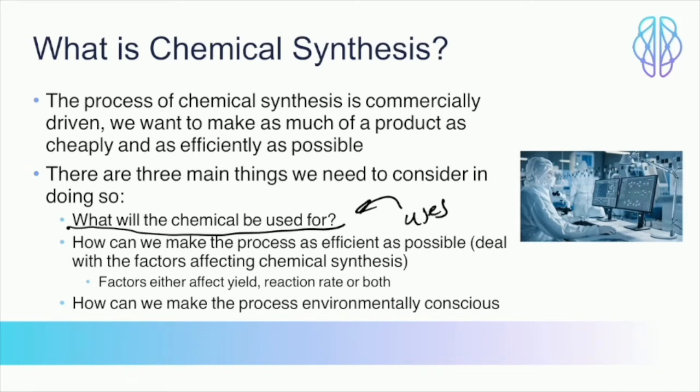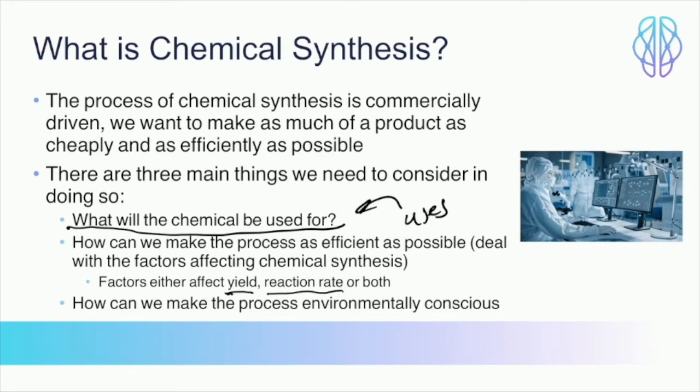Next, we need to actually design a chemical synthesis pathway that ensures we can make the most of what we're trying to make, the commercially driven product, in as efficient and cheap a manner as possible. So there are a couple of factors that affect this. Number one, yield. The concept of yield, I'll just underline that. There are two concepts that you need to understand: yield and reaction rate.